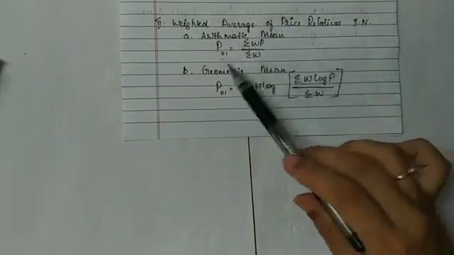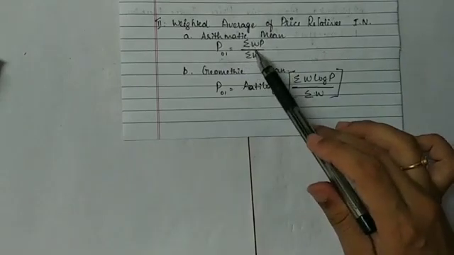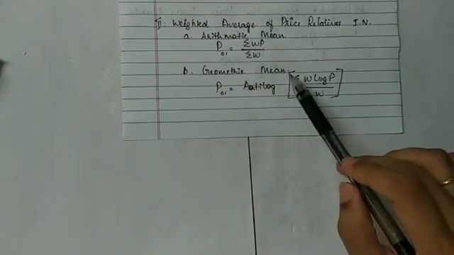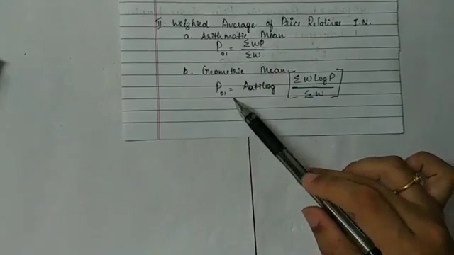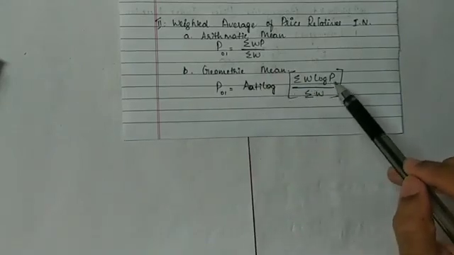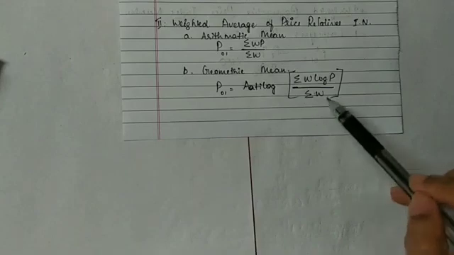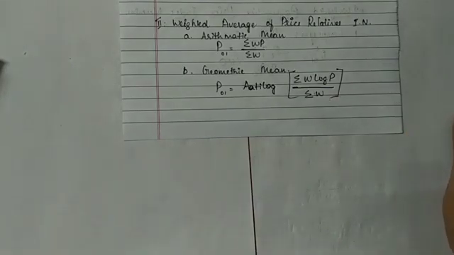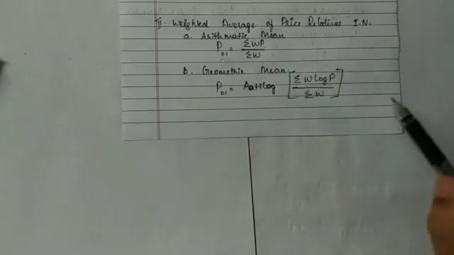So arithmetic mean, how to calculate? P01 is equal to summation WP divided by summation W, and when it comes to geometric mean, P01 is antilog of summation W log P divided by summation W. Learn all the formulas by heart. So now let us solve one problem on weighted average of price relative index number.